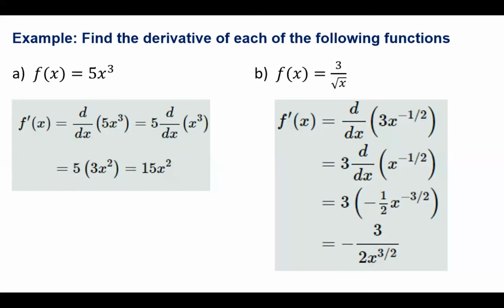Second question, the derivative of f(x) equals d of 3x to the power of -1/2 by dx. Then we can put the constant 3 in front. Find the derivative of a power function, x to the power of -1/2, which is 3 times -1/2 times x to the power of -3/2, which can be simplified to -3 over 2x to the power of 3/2. Any questions?